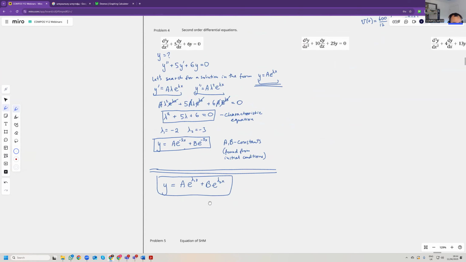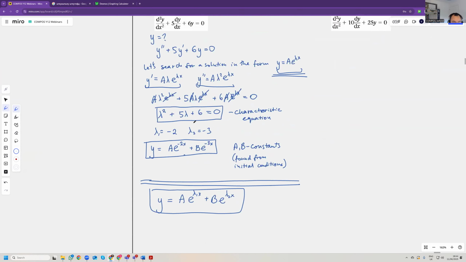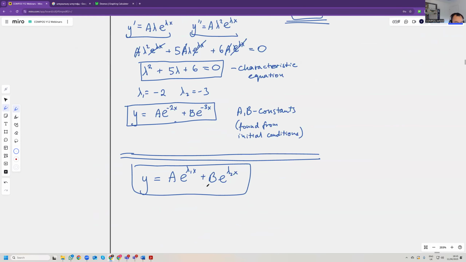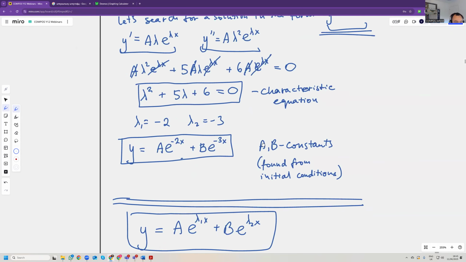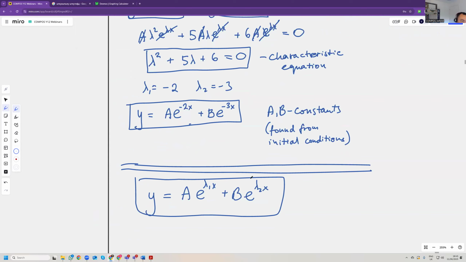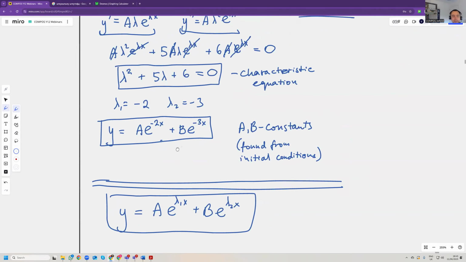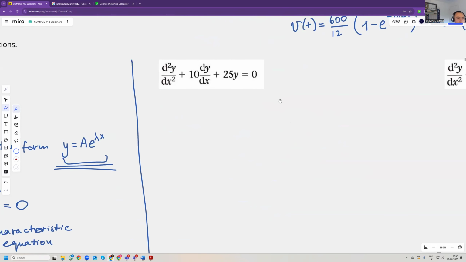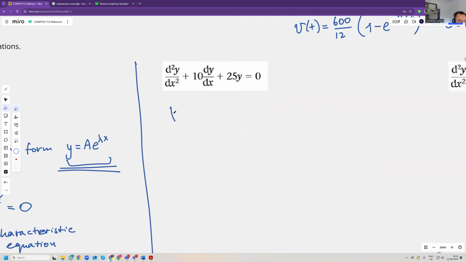However, the quadratic equation doesn't always have a solution. Oh, by the way, the shape of this solution, it's an exponential curve, right? However, if you look at the second equation, you write down the characteristic equation, lambda squared plus 10 lambda plus 25 equals 0. Then you have lambda equals -5.